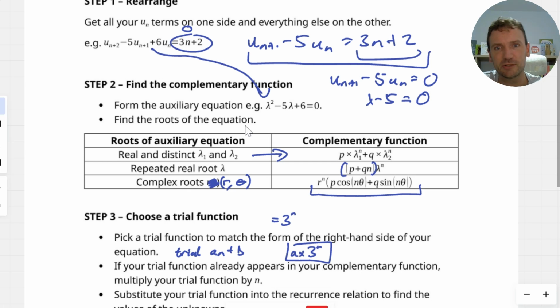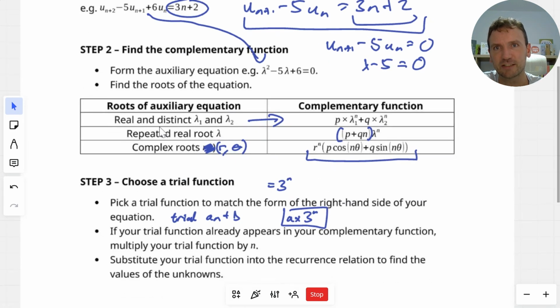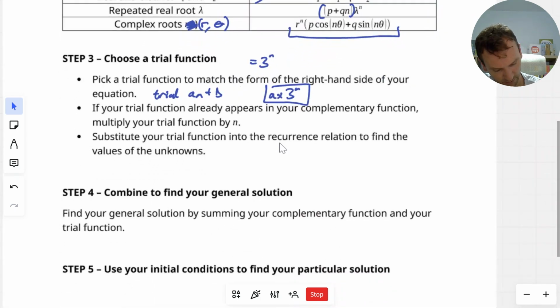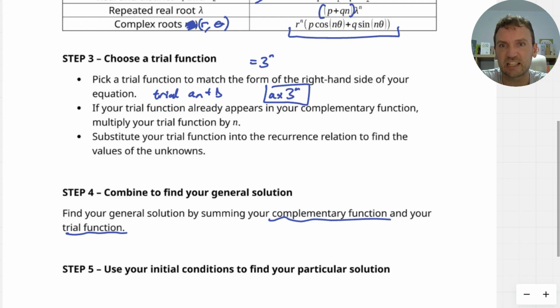You're then going to substitute your particular function into the recurrence relation and find the constants a, b, and maybe c that will make that work. So that's going to give you one function that solves the right-hand side. The next step is you're taking your complementary function, you're taking your particular function, and you're just adding them together, and that gives you your general solution. And then if you have initial conditions, that's if you've got u0 equals or u1 equals, you're then going to sub those in to work out what your unknown constants are, and then you've got your particular solution.